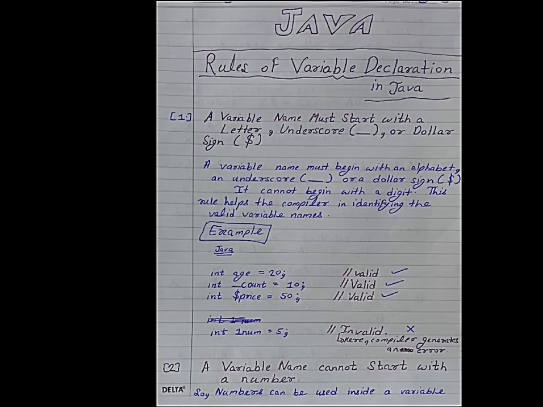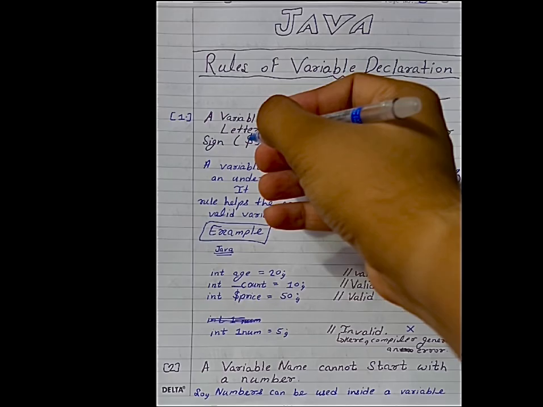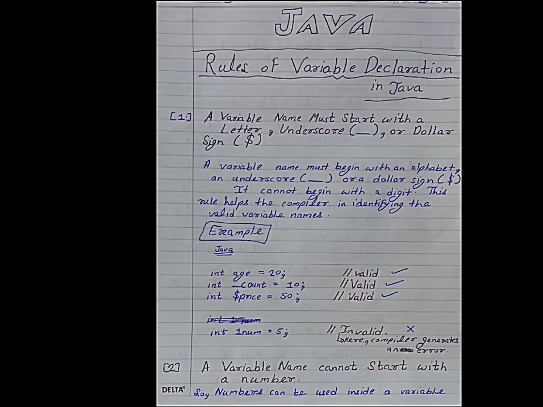First rule is a variable name must start with a letter, underscore, like this, or dollar sign. So we can say that a variable name must begin with an alphabet or an underscore or a dollar sign, and it cannot begin with a digit. This rule helps the compiler to identify the valid variable names.